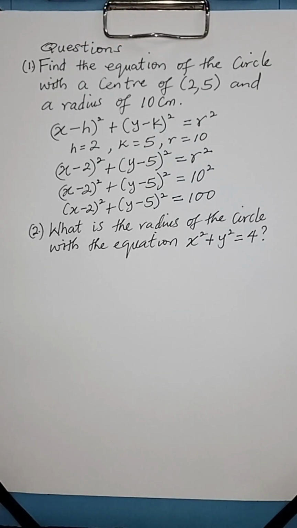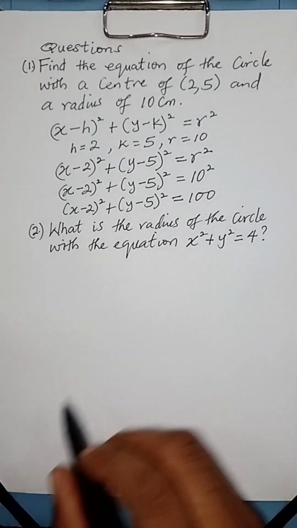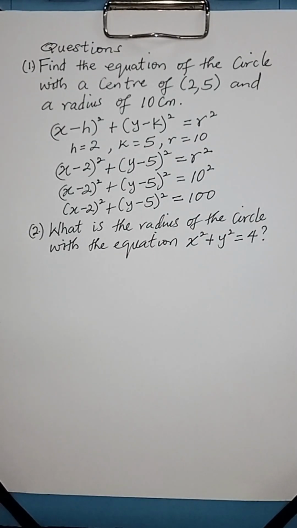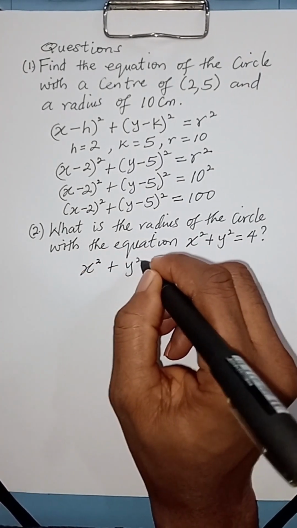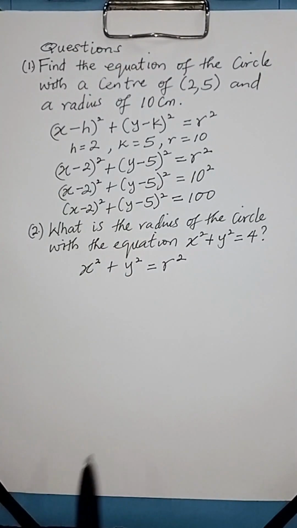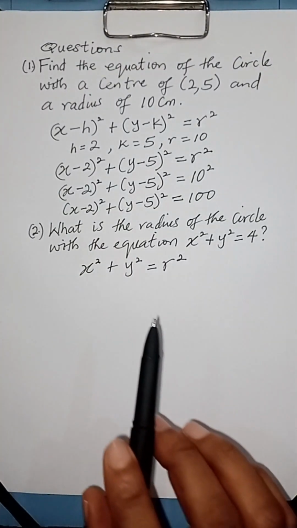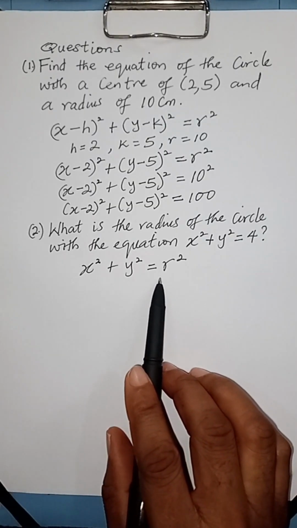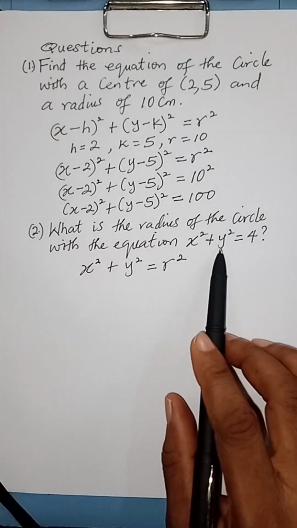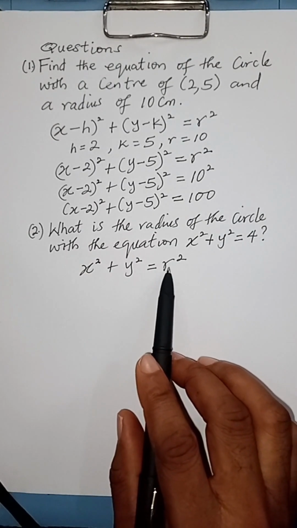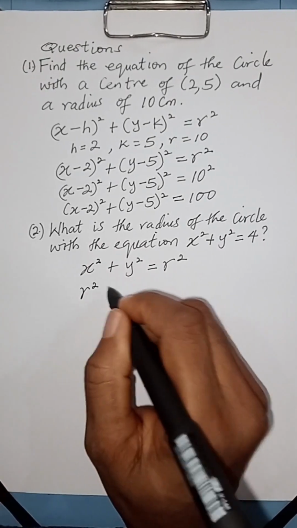Look at the next question. What is the radius of the circle with the equation x squared plus y squared equals 4? You see, in this equation, it tells you that the center of the circle is at the point of origin. So what do we do? Remember, the general form of the equation of a circle when the center of the circle is at the point of origin is x squared plus y squared equals r squared. This tells you that the point of origin is 0. So if you compare this equation, which is the equation for the circle where the point of origin is at 0, with the given equation, you'll notice that r squared is equal to 4.